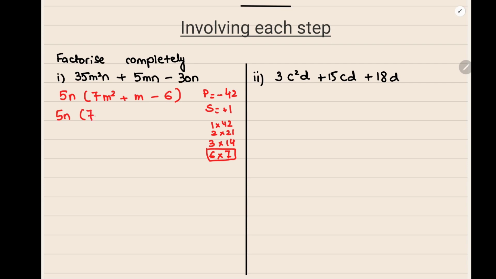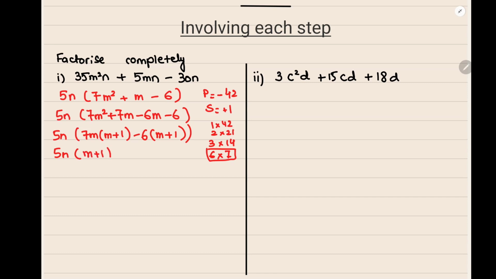So it should be 7m squared plus 7m negative 6m negative 6. 5m will remain as it is. I can take 7m common, so m plus 1, negative 6 common, m plus 1. So 5m, it should be m plus 1 and 7m negative 6. This should be our answer.